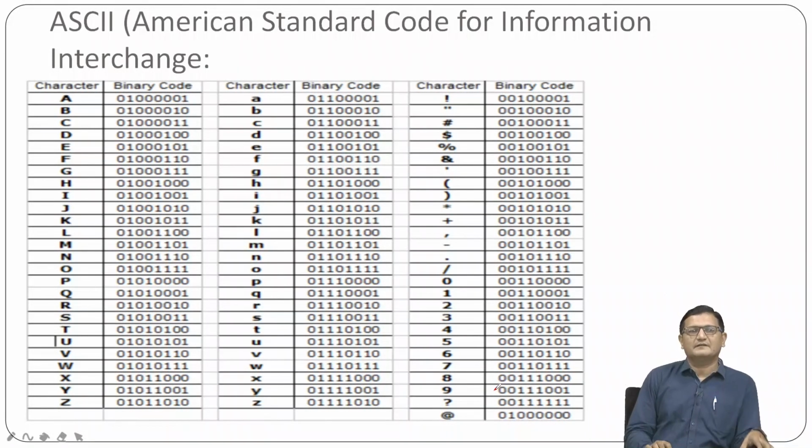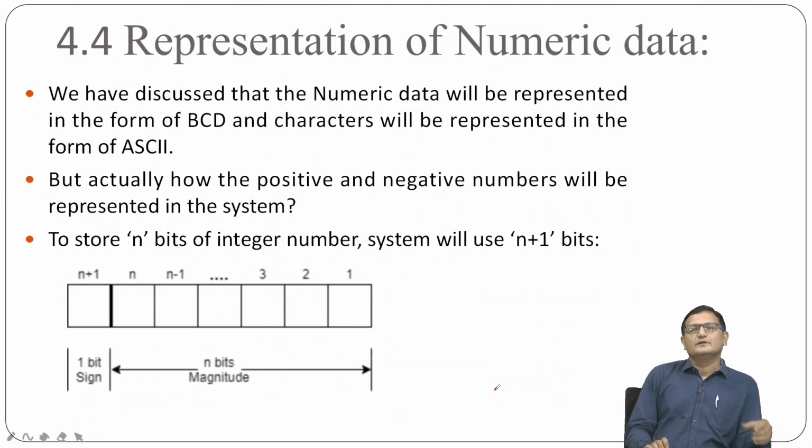Okay, now see here I have given a chart. Capital A is the binary of 65, capital B is 66, capital C is 67, and so on. Small a is 97, small b is 98, c is 99, and so on, right? Similarly, here I have given some binary ASCII values. Now we have discussed how characters or symbols available on the keyboard get stored into the computer's memory, right?